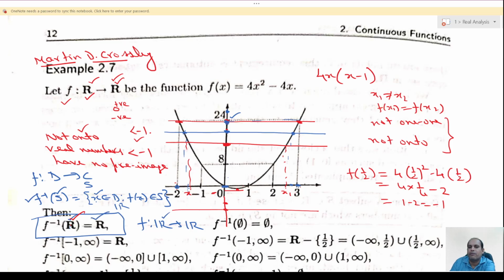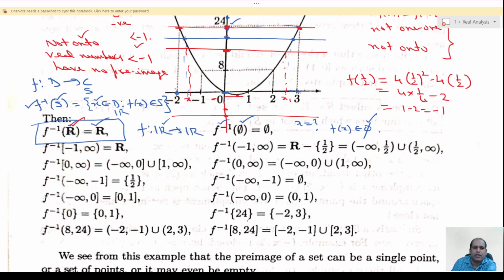Why is f inverse of the empty set empty? I need to look at those x from the domain whose image is within the empty set. Since the set is empty, there is no image which belongs to this set, hence f inverse of phi has to be phi.